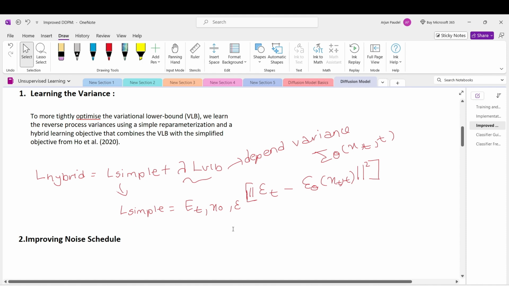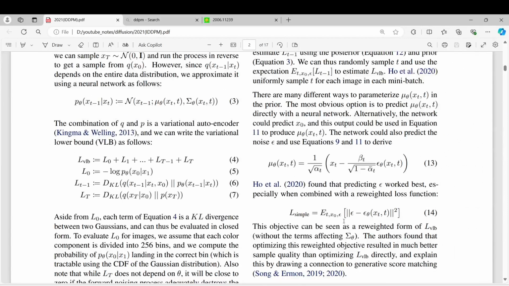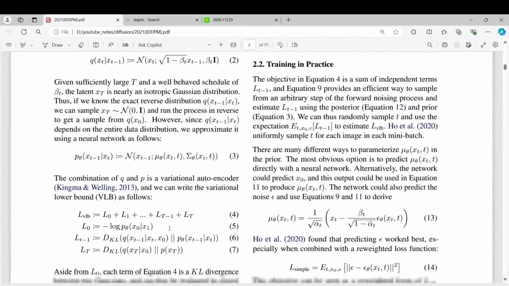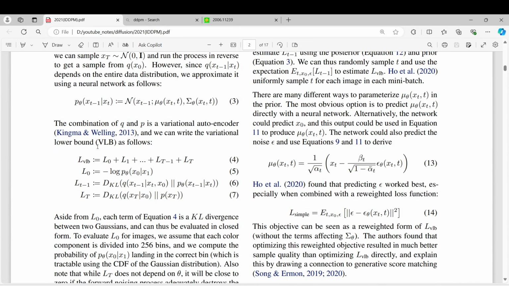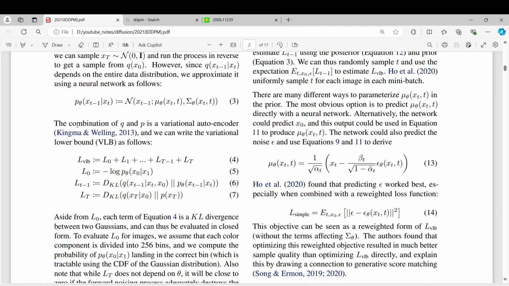If you optimize this variational lower bound, so this is our variational lower bound in the variance reduction form by rewriting. This is the objective. They are just dividing it into sections. This whole term consists of L0, this, and L_{T-1} is this, and L_T is this. They are giving it in this way.